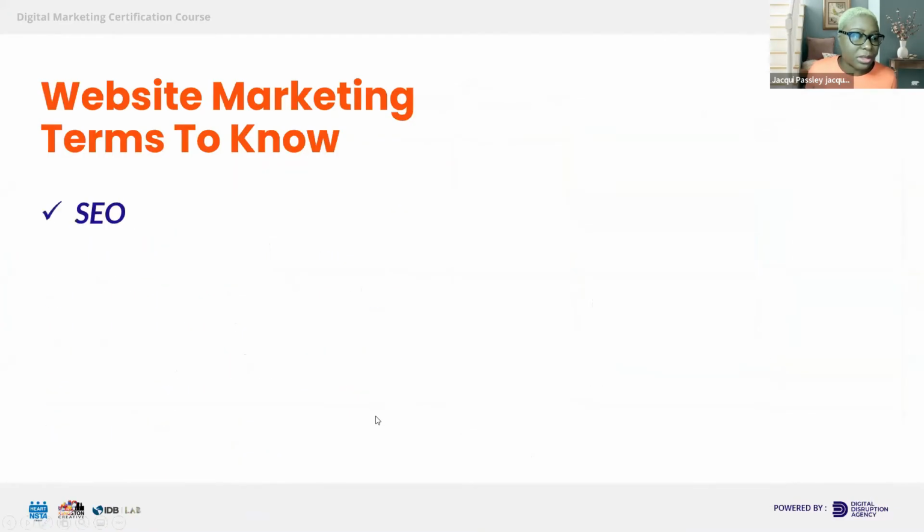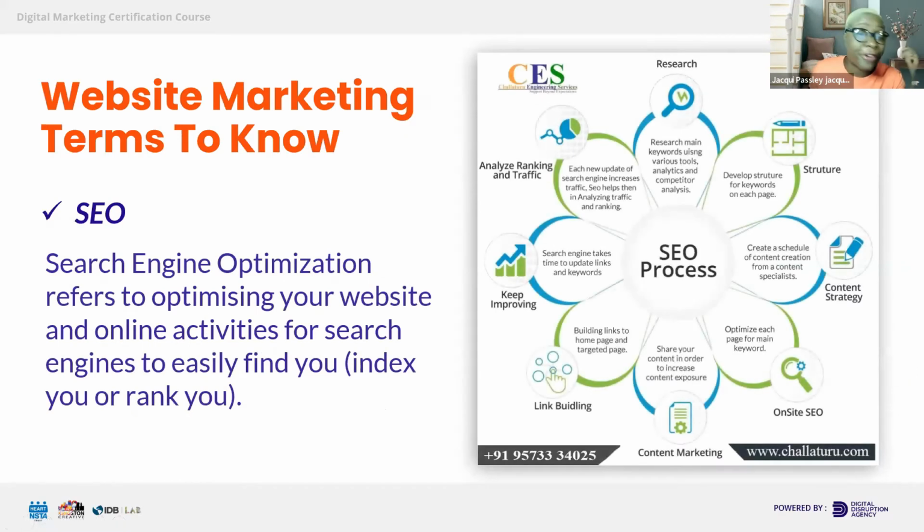Okay? What else? SEO, search engine optimization, and what it refers to is how you optimize or improve or enhance your website and online activities for search engines so they can easily find you, index and rank you. And this is kind of the process of SEO. So you use main keywords, you develop a structure for keywords on each page, you make sure that your content strategy game is up. You optimize each page on your website for a keyword. You share your content to increase exposure. You do your backlinking, and that's what they call link building here. You continuously work on improving your SEO, and then you get analyzed and ranked based on the kind of traffic that is coming to your website.